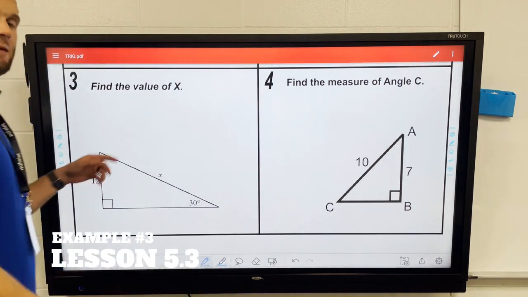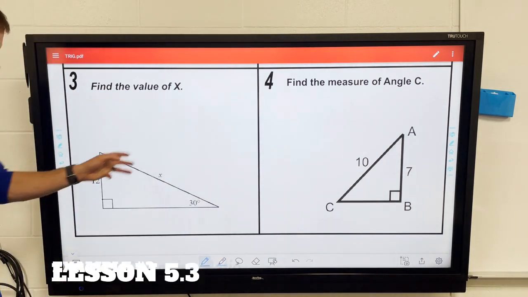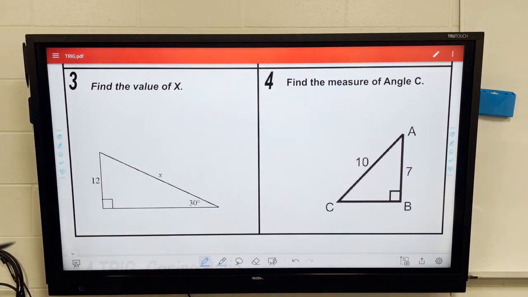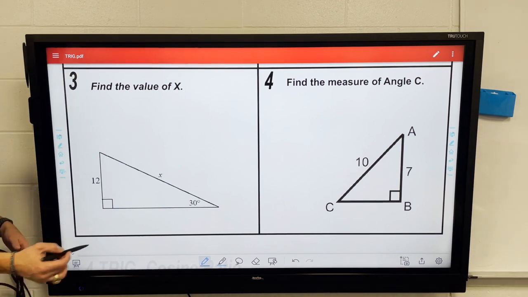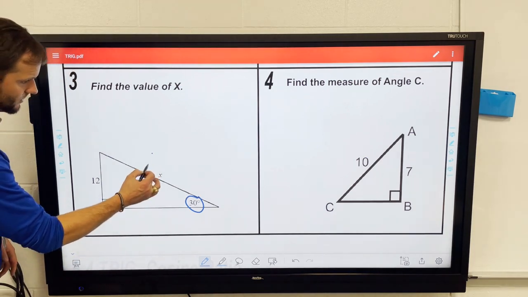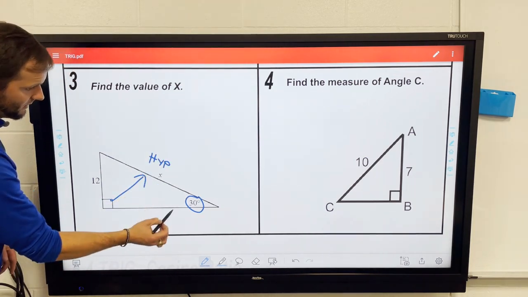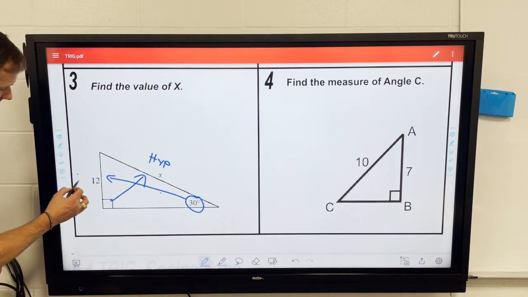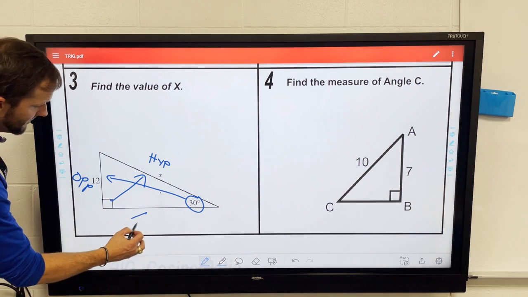Okay, so I'm doing the same thing on this one. I'm given a right triangle, one angle and one side length. I know I can use one of the trig ratios, but we're looking at sine, so I'm using sine. This is my angle, this is my hypotenuse. From the angle they gave me, this is going to be my opposite side, and this is going to be my adjacent side.